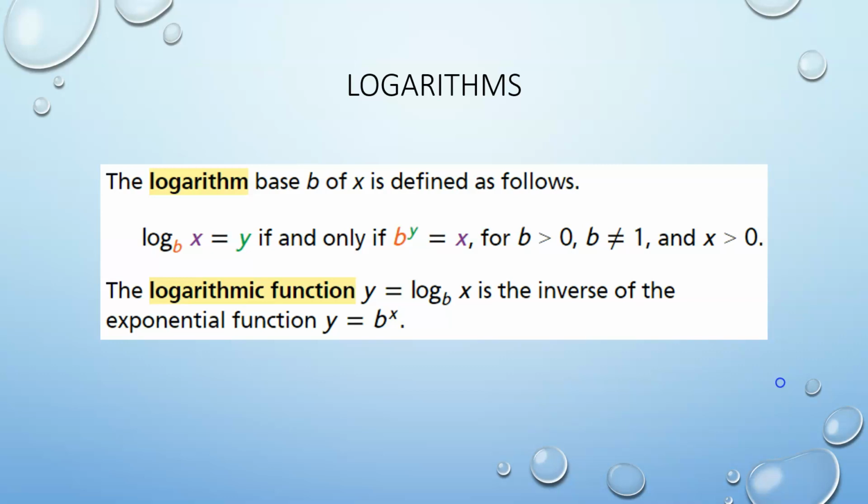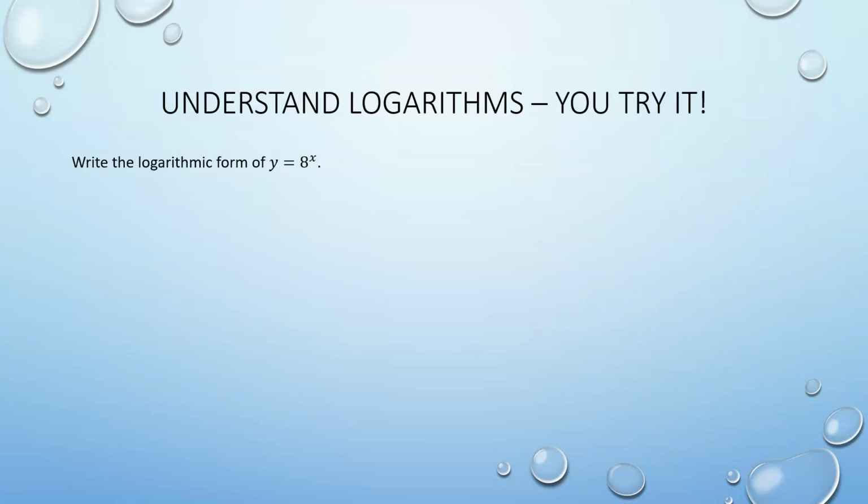This is a summary of what we just talked about. The logarithm base b of x is defined as below. Log base b of x equals y if and only if b to the y equals x. Again, these are both called bases, whether it's in exponential or log form. But notice that the x and the y switch, which is what we talked about doing with inverses. So the logarithmic function log base b of x is the inverse of the exponential function y equals b to the x. Okay, so let's try it.